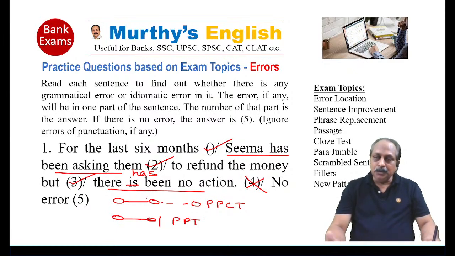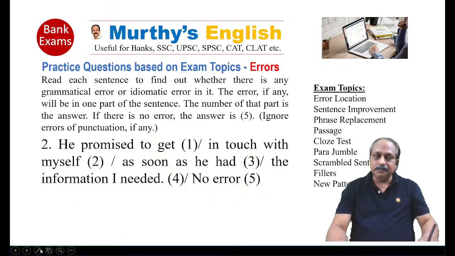He has been a student for 2 months. There has been no action for 2 months. Has been no action is correct. And the question is about your knowledge related to present perfect tense. Please go to question number 2.